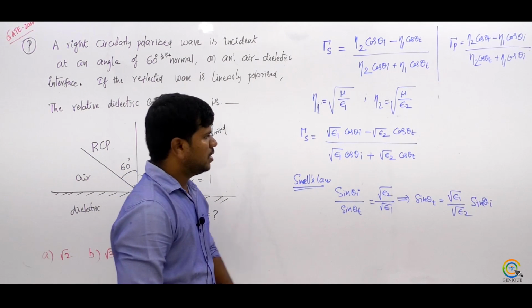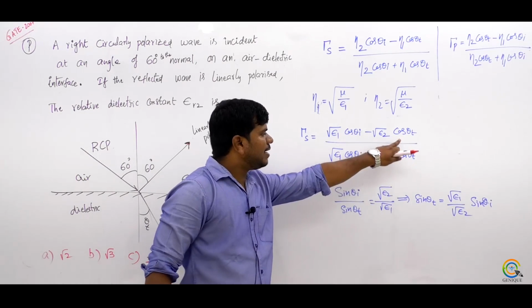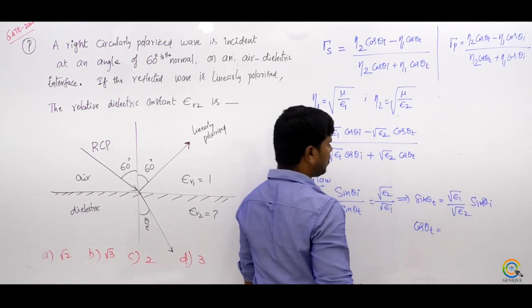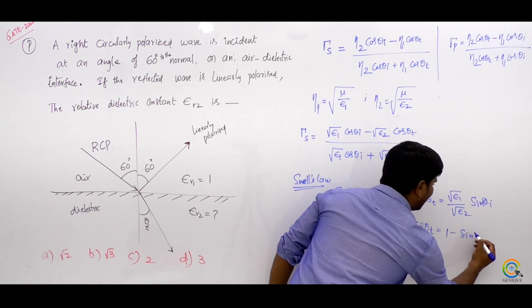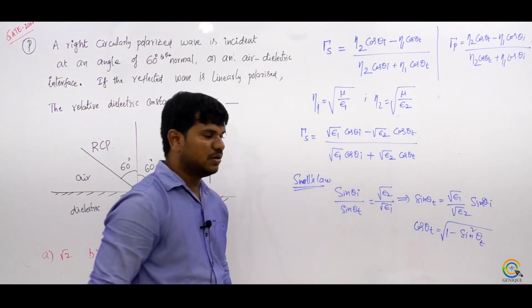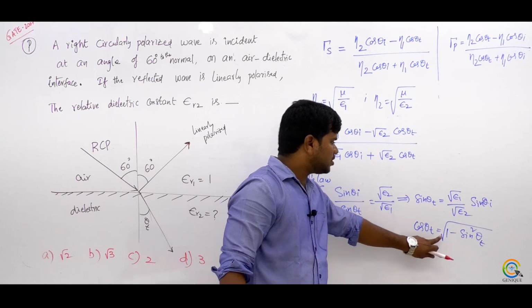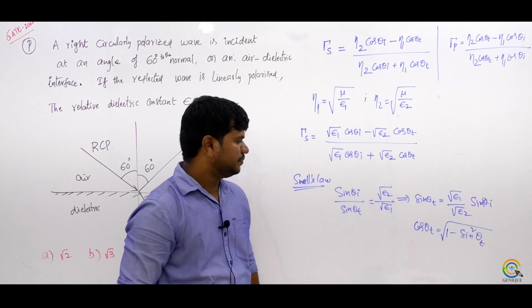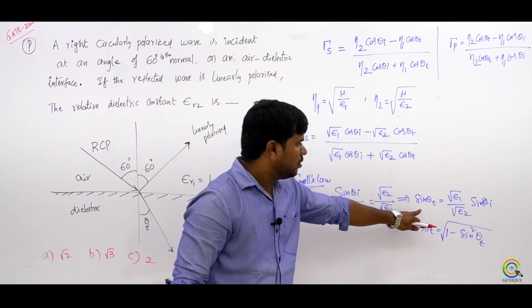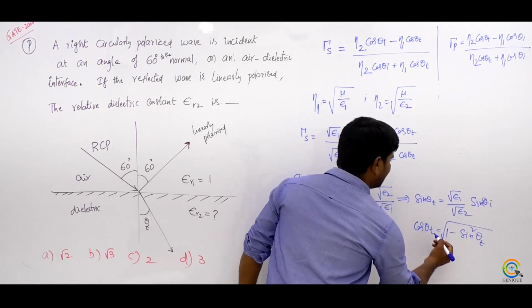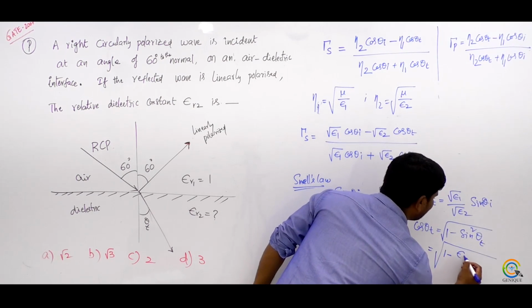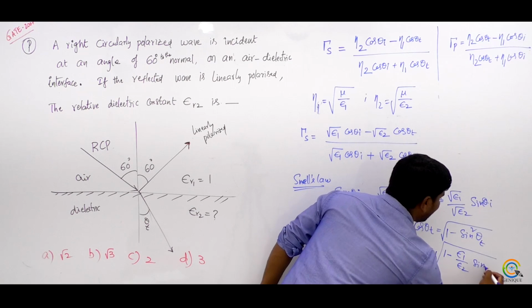So cos theta t can be written as root over 1 minus sin square theta t. Understand? And sin square theta t is epsilon 1 divided by epsilon 2 times sin square theta I. So cos theta t is equal to root over 1 minus epsilon 1 divided by epsilon 2 sin square theta I.